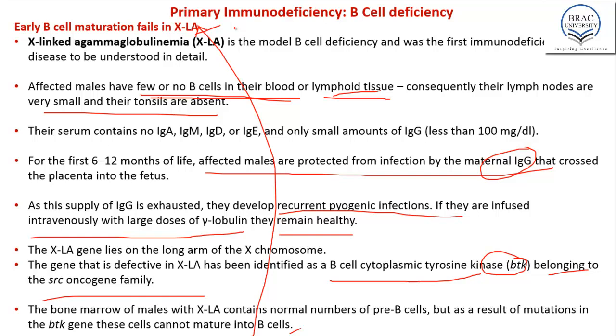So let's summarize what is XLA. XLA is a disease that developed due to B cell deficiencies and was first identified in 1952 by Dr. Ogden Bruton. So what happened in this disease?